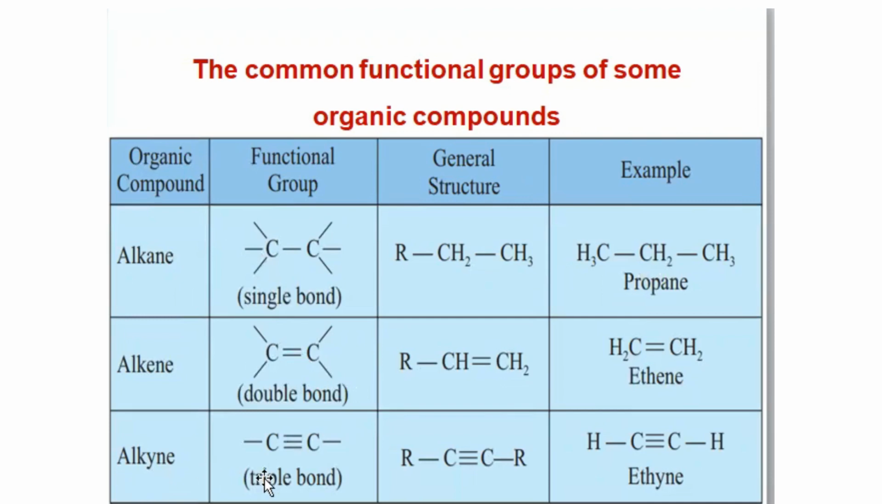Alkyne has a carbon-carbon triple bond as its functional group. The general structure of alkyne is RC≡CR. A good example of alkyne is ethyne.